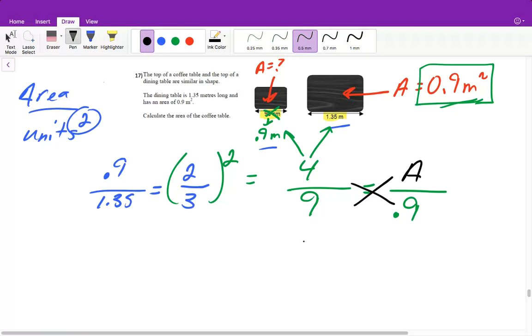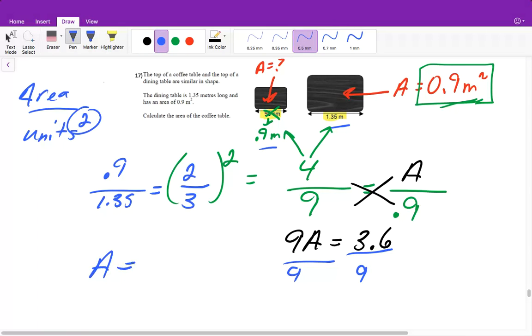We cross multiply, so this will give me 9a is equal to 4 times 0.9, which is going to give me 3.6. All right, then we will go ahead and divide each side by this 9. And that means A is then equal to 0.4. So our area of the smaller figure, the coffee table, is 0.4 meters squared. If you do not write your meters squared, you will lose a point. All right, let's move on to the next one.